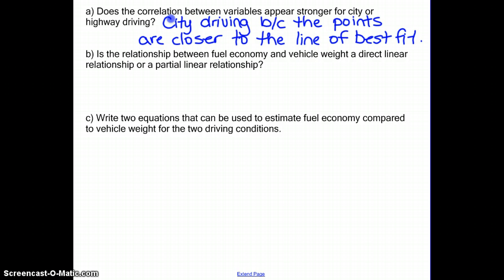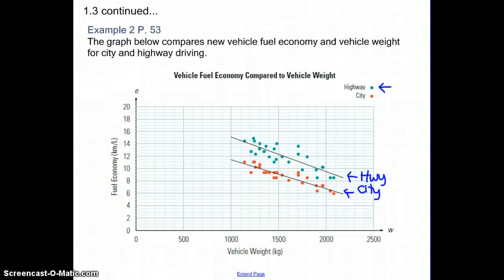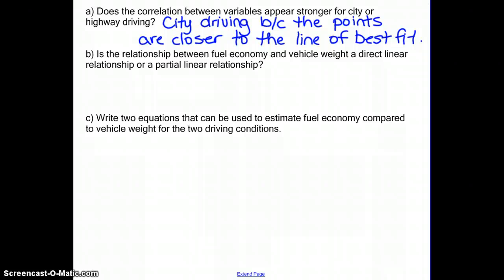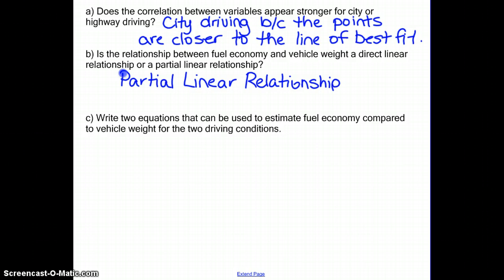Okay, then question B: is the relationship between fuel economy and vehicle weight a direct linear relationship or partial? Remember, in order for it to be direct, it would have to pass through the origin, or the point 0, 0. Can either of these lines actually go through 0, 0? No, they can't. So it would be a partial linear relationship, because the line of best fit does not go through 0, 0.